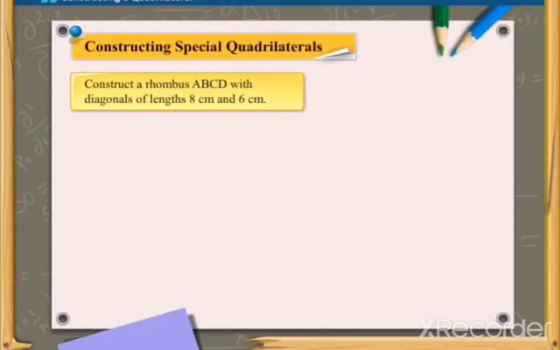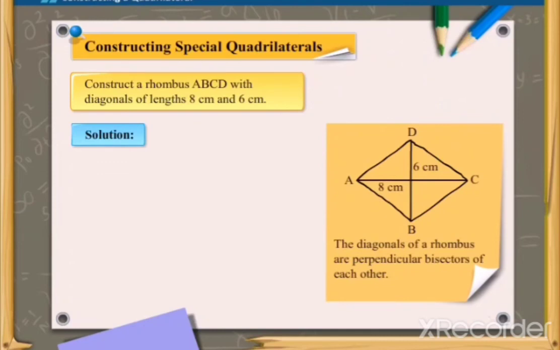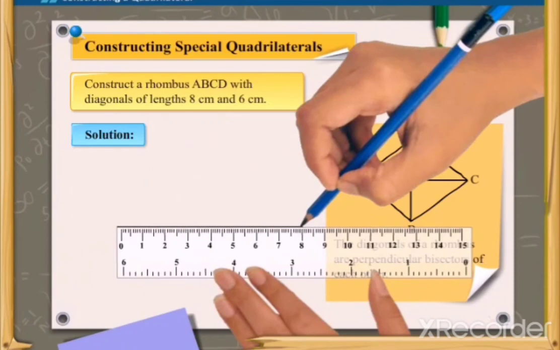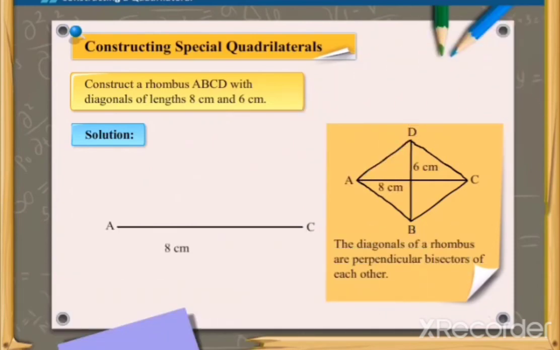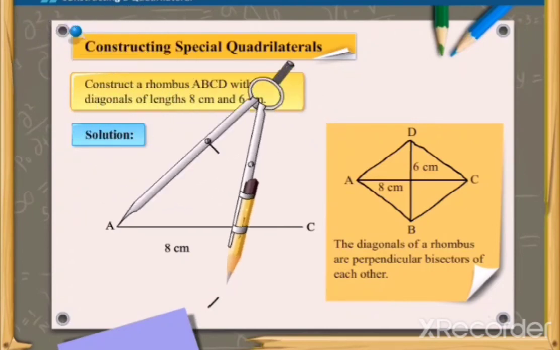Let's now see how to construct a rhombus ABCD with diagonals of lengths 8 centimeters and 6 centimeters. Let's first draw a rough sketch. We know that the diagonals of a rhombus are perpendicular bisectors of each other. Now, draw one of the diagonals, say of length 8 centimeters. Next, draw a perpendicular bisector of AC.